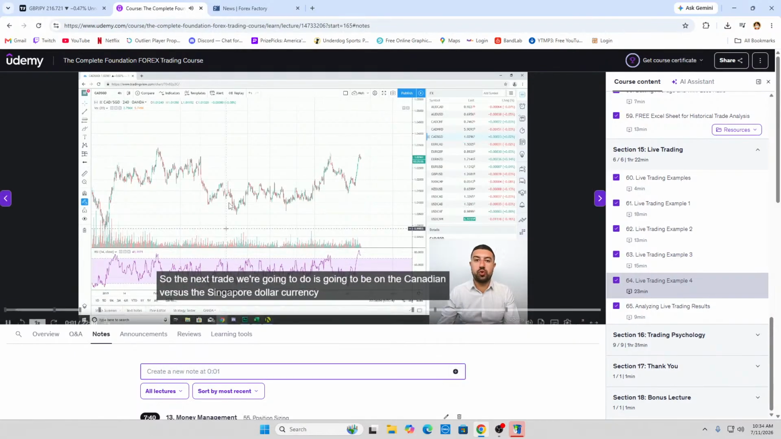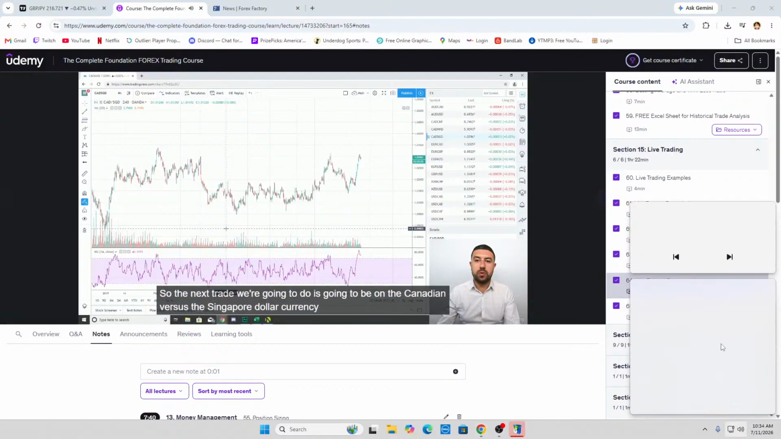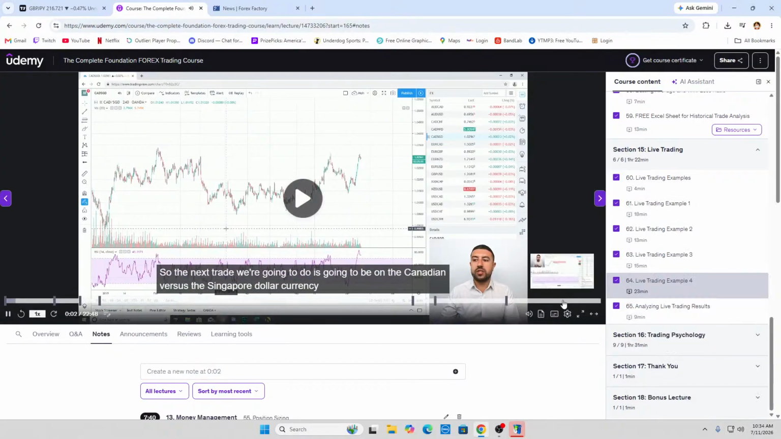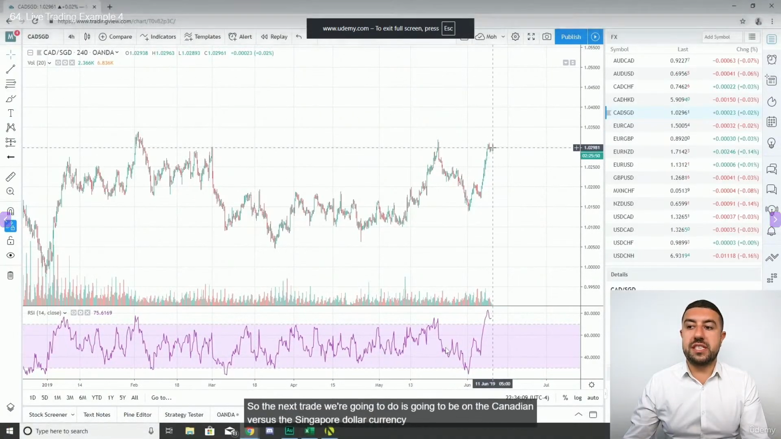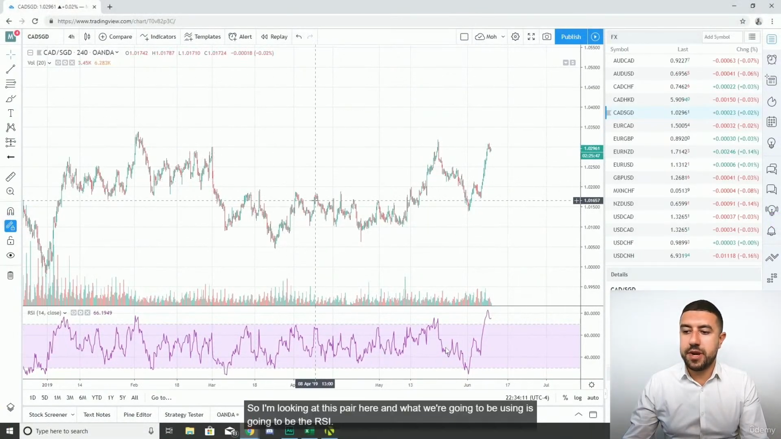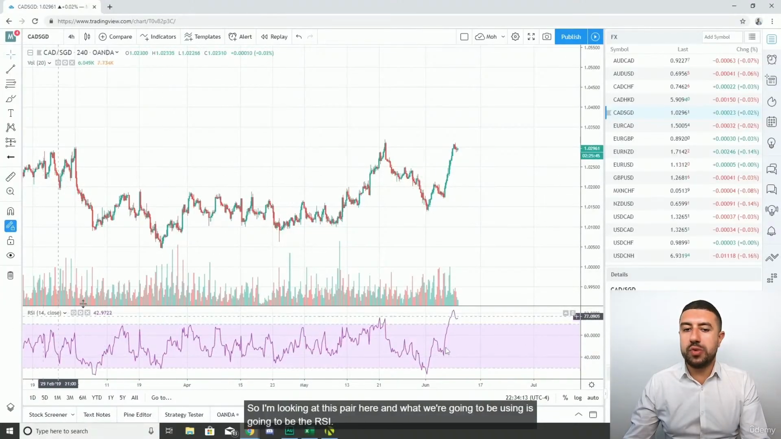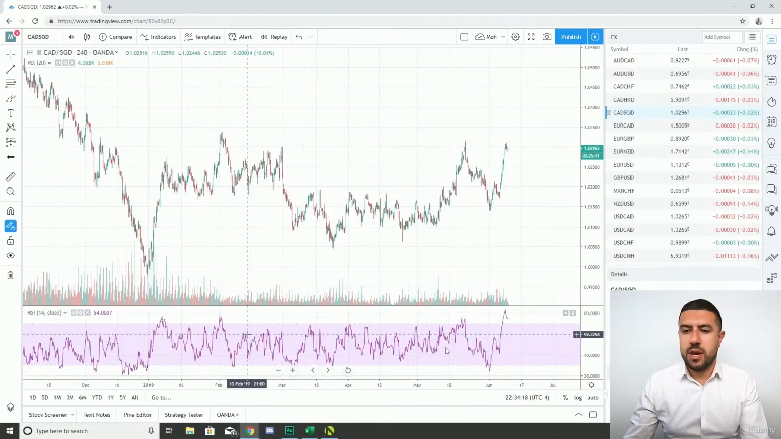So the next trade we're going to do is going to be on the Canadian versus the Singapore dollar currency pair. So I'm looking at this pair here, and what we're going to be using is the RSI, the relative strength indicator.